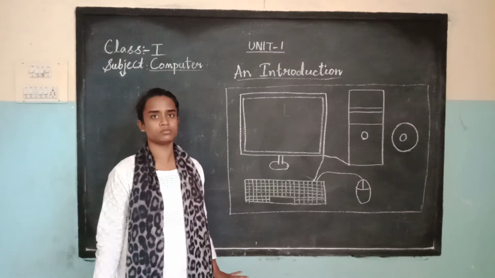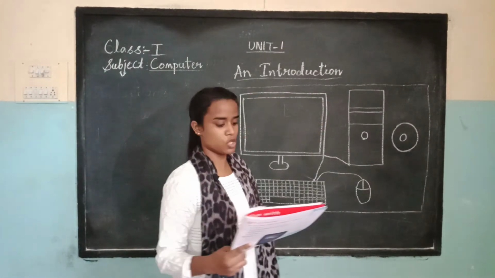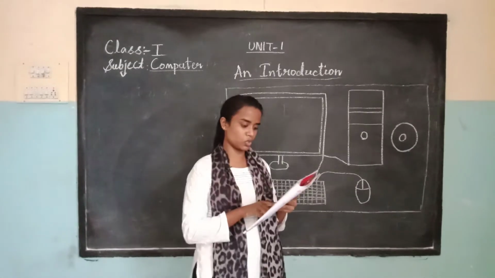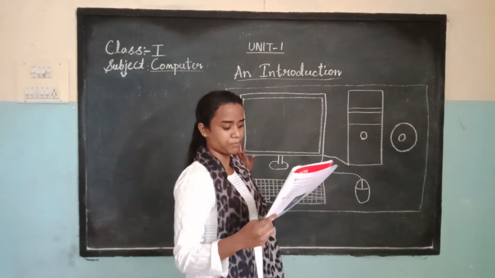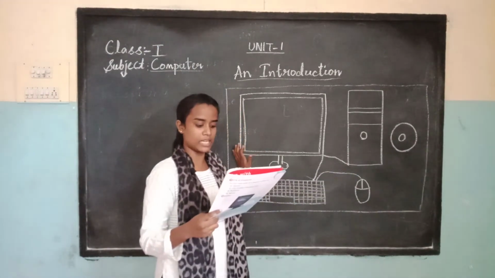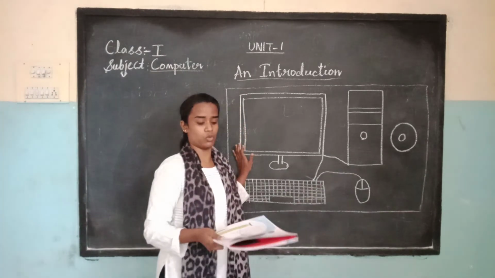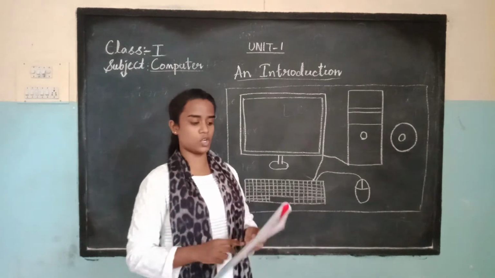Okay, now we go to the computer. These all come under computer machine. So all these parts together make an electronic machine. It is called a computer. It works on electricity. Not only electricity, some computers work on battery also.